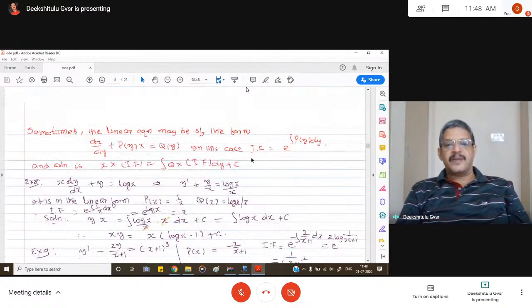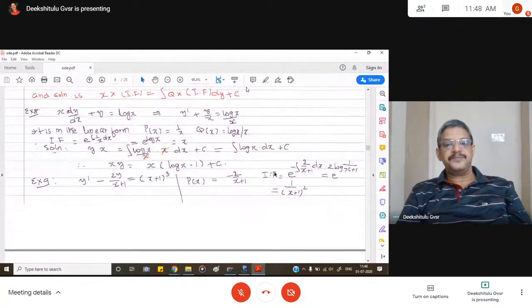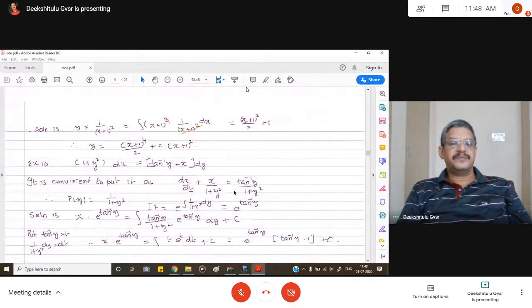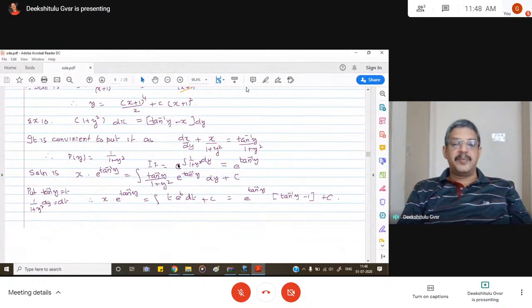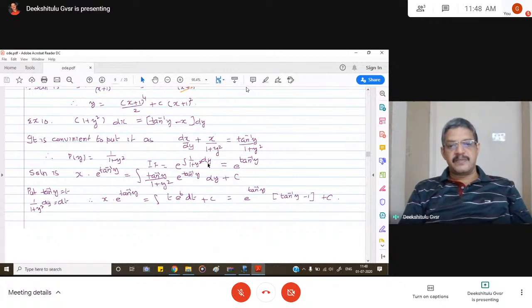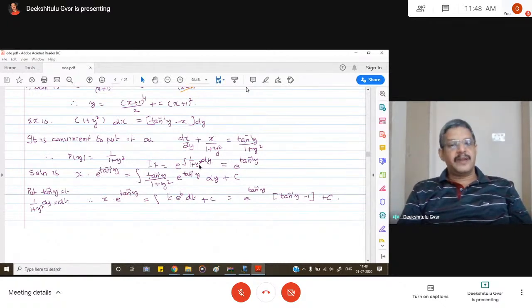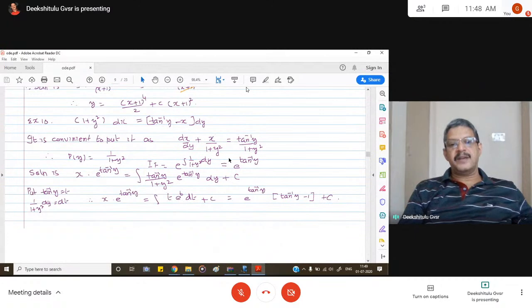So in this case, integrating factor is e power integral p of y dy. What is p of y? 1 by (1 plus y square). So the integral of 1 by (1 plus y square) is tan inverse y. So integrating factor becomes e power tan inverse y.